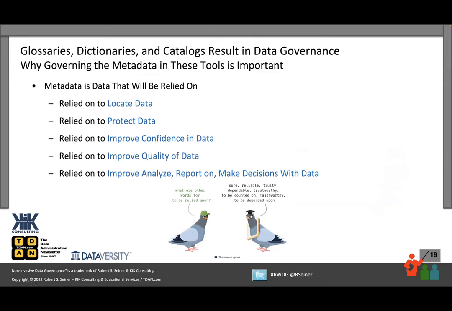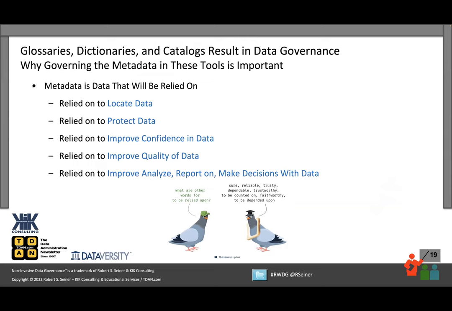Metadata is data of your organization that will be relied on by people. It's going to be relied on to locate what data in your organization is available. I hear that all the time from organizations. They don't even know what data they have, but if they did know what data they had, they'd be having a hard time trying to locate that data.